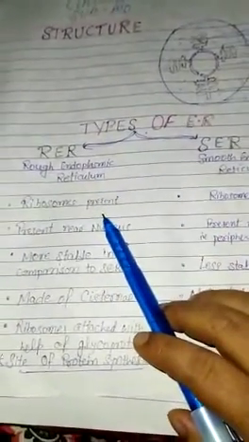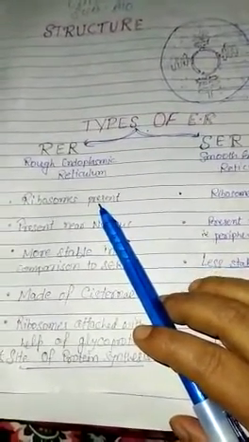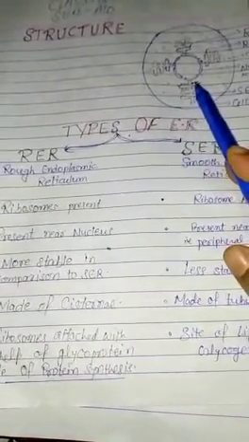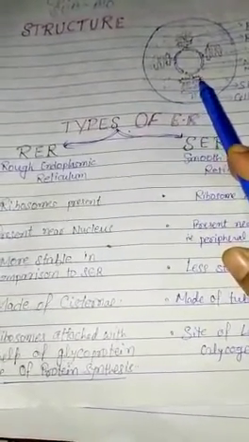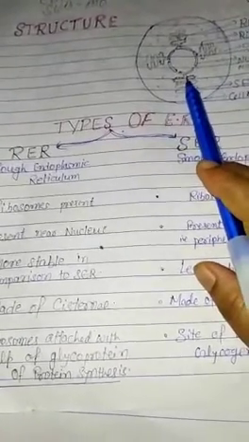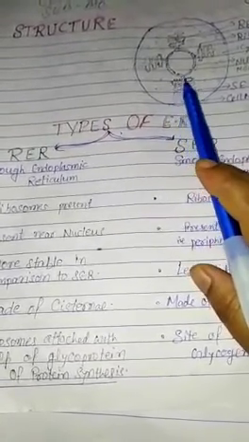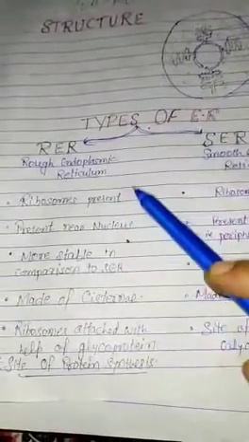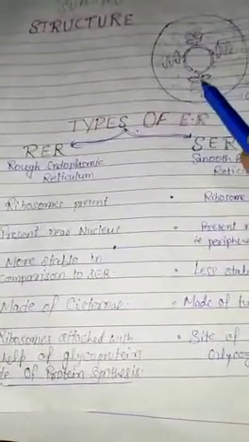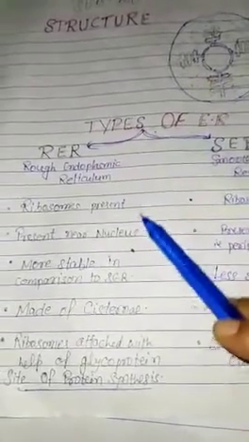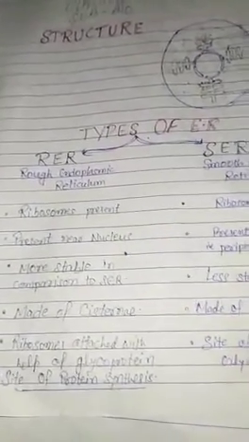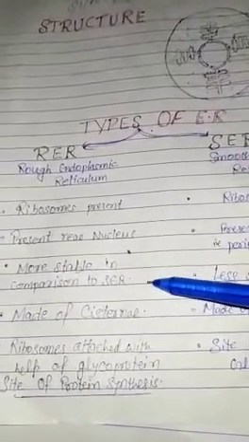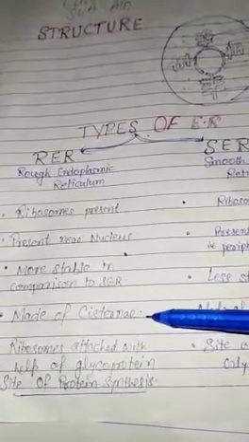Rough endoplasmic reticulum, look about it. If ribosomes occur over the smooth endoplasmic reticulum, then it forms the rough endoplasmic reticulum. It is present near the nucleus. It is more stable in comparison to smooth endoplasmic reticulum. It is made up of cisternae.